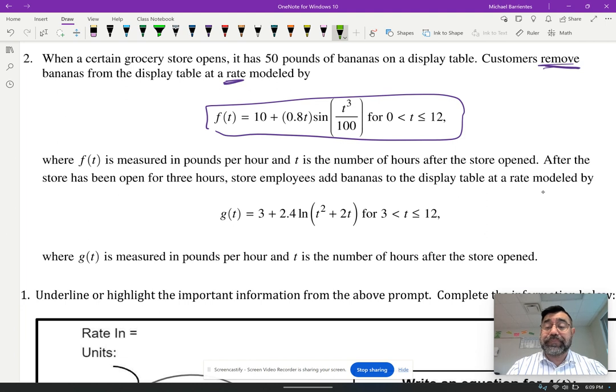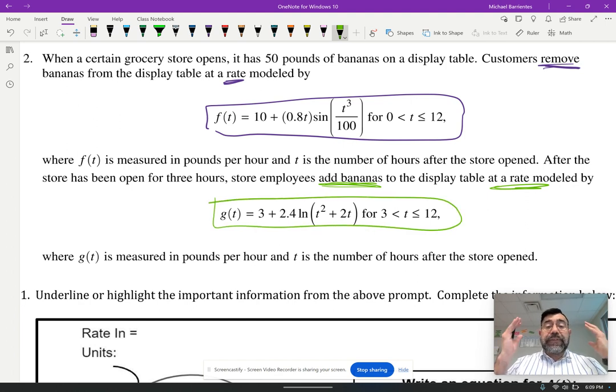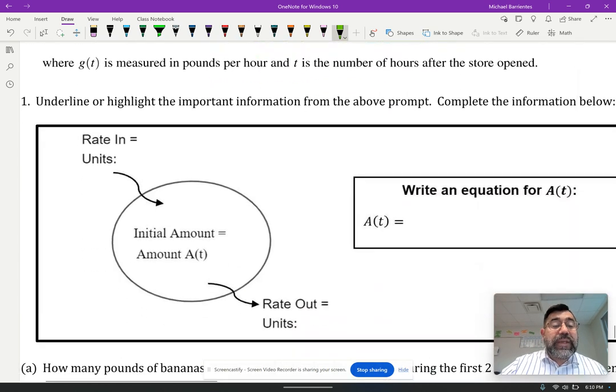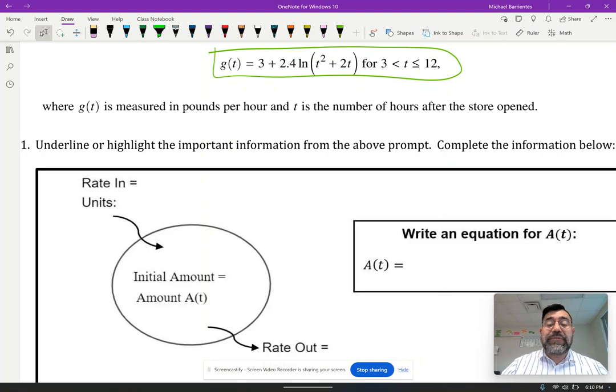Okay, so now we get adding bananas at a rate of this. So there's 50 pounds of bananas on a display. Customers come into the store, they start removing them and buying them at a rate of f of t. 3 hours into the opening of the store, I guess the employees see people are buying bananas, so let's stock them with some more bananas. So they add more bananas to the display at a rate of g of t. g of t is measured in pounds per hour. t is the number of hours after the store opened. Can you underline or highlight the important information from the above prompt?